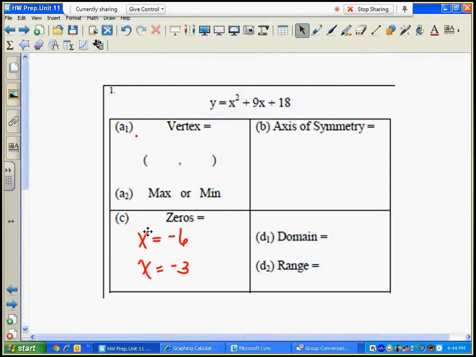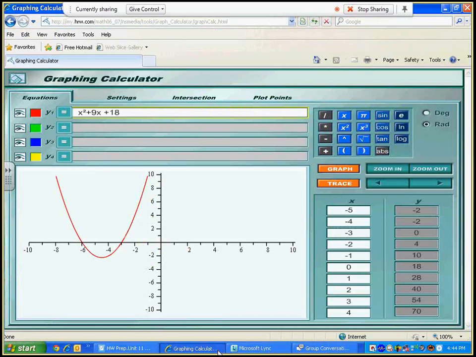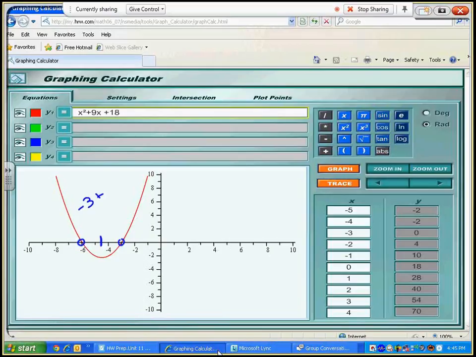Okay. Also, as you go back to the calculator, you can see the point in between -3 and -6, because remember these things are symmetrical. So the spot that's right smack dab in between those is right here. So the average of -3 and -6 is -4.5. Okay, so we know that that point right there is where the vertex is going to be.